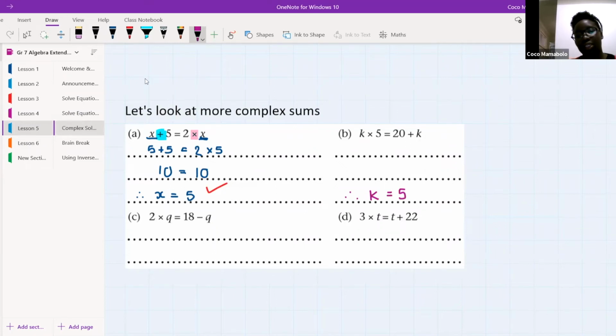Good. Now you can do the sum for me. Start again. Therefore, 5 times 5 equals 20 plus 5. Good, is equal to 20 plus 5, which is going to give us 25 on both sides. Patson, I always knew you could do it. You're hiding in the shadows, but I know you're listening. I see you. Very well done.